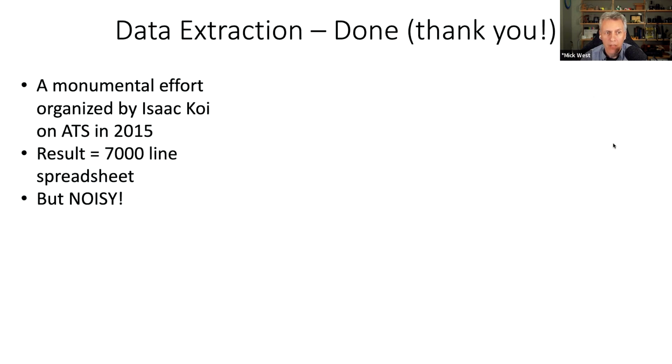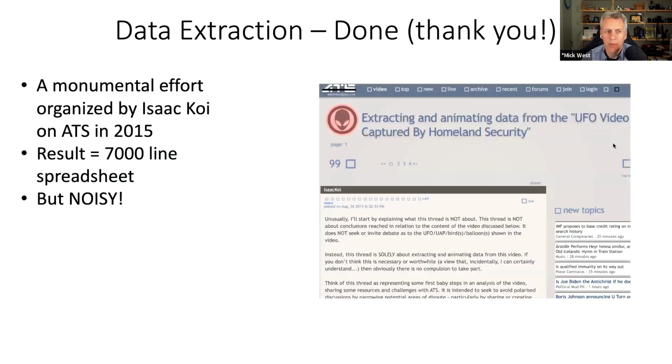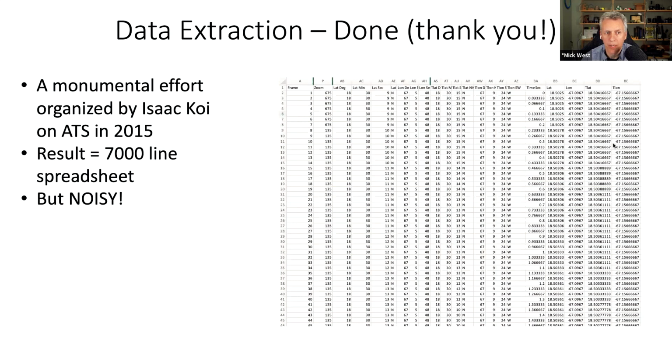Well, turns out somebody already did. This was a monumental effort organized on the Above Top Secret forum by Isaac Coy back in 2015. They crowdsourced the extraction of the data and created this 7,000 plus line spreadsheet of all the coordinates. It's a wonderful, wonderful thing.